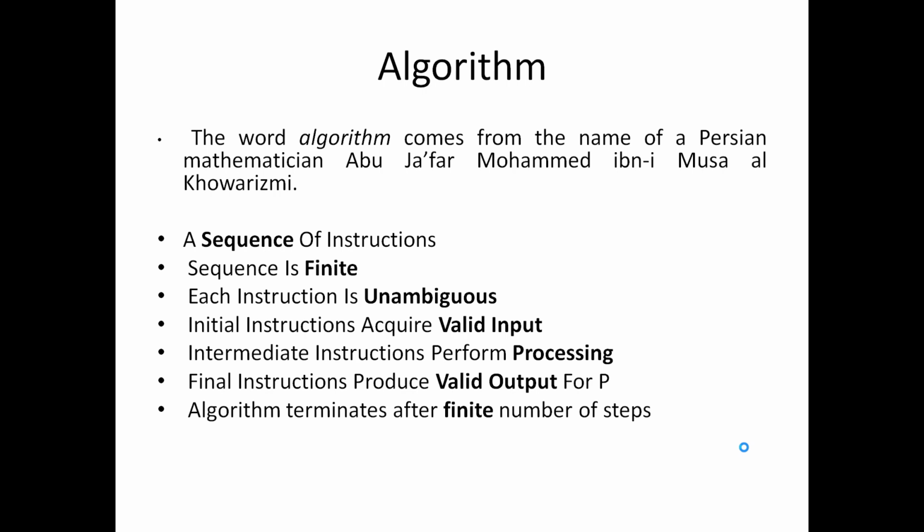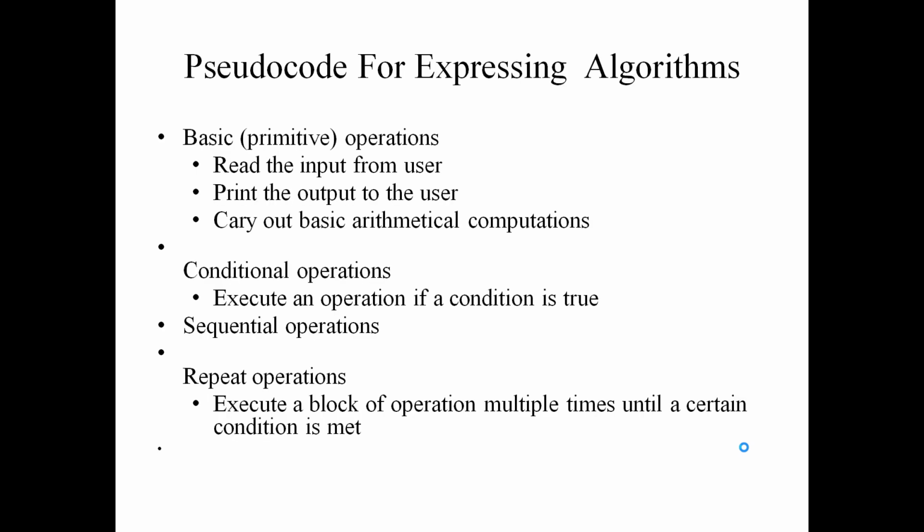So a sequence of steps can be called an algorithm, provided we have zero or more inputs and one or more outputs, the instructions are finite in nature, the instructions are unambiguous in nature, and also the instructions are effective in nature. This is called an algorithm. And to express algorithms, we use a representation which is called pseudocode.